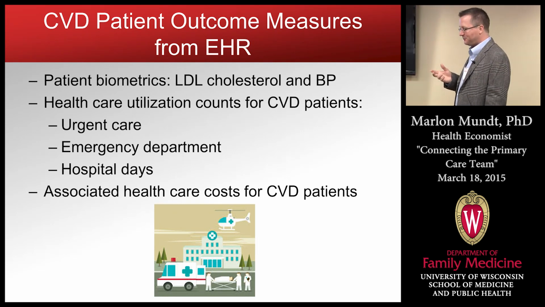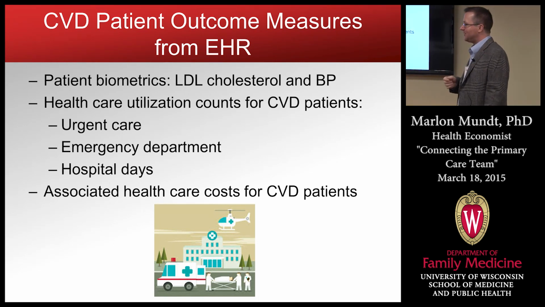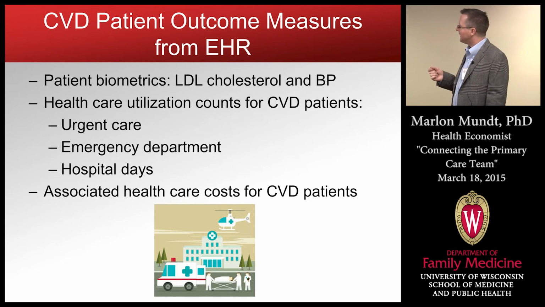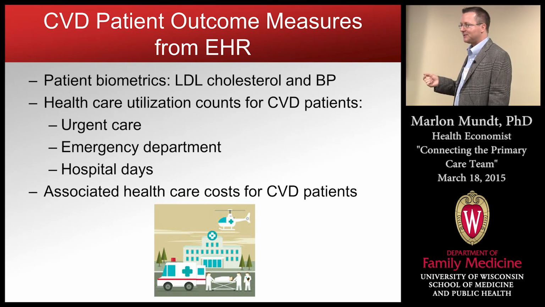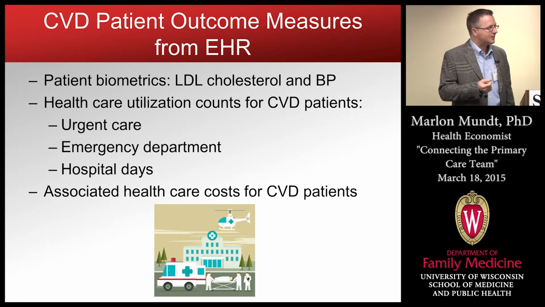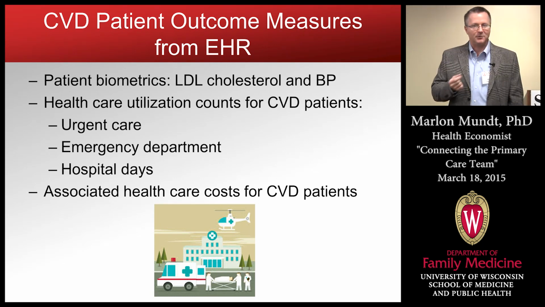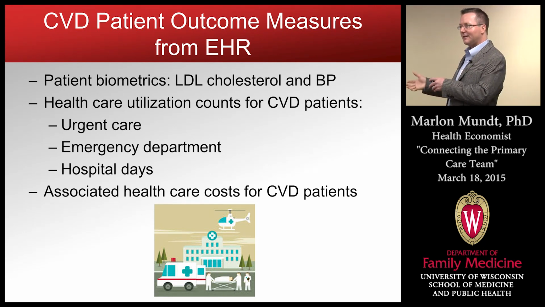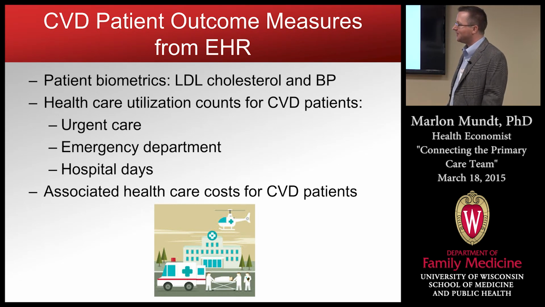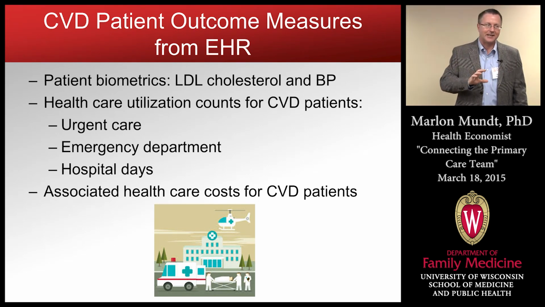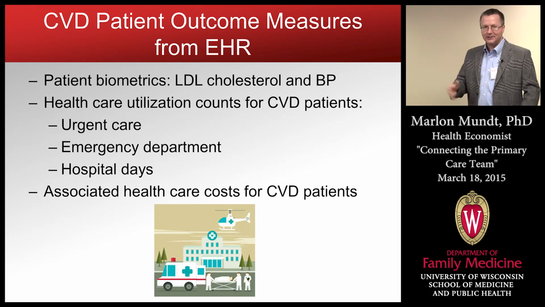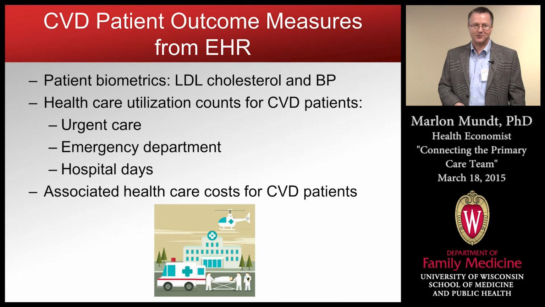And then to get at patient outcomes, I'm going to the electronic health record. I'm going to look at some things like LDL and blood pressure for cardiovascular disease patients. I'm going to look at some of the high-impact, high-cost visits, things like urgent care, emergency, and hospital visits. And as a health economist, I try to attach a dollar figure to some of these outcomes as well. So I'm going to apply things like the average cost for a day in the hospital or the average cost of an emergency department visit to get a sense of just how big an issue this might be.